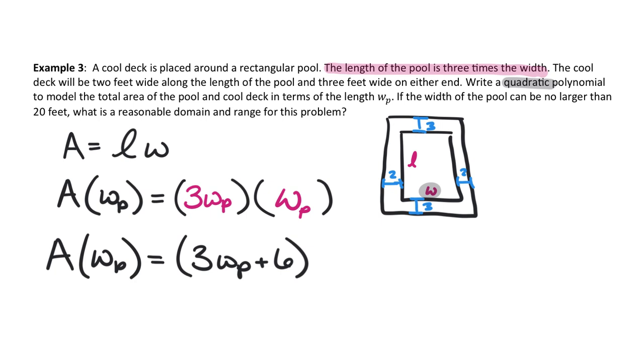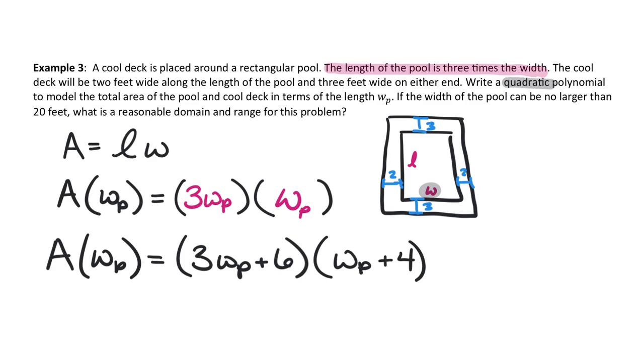And the width of the pool, fine, but how much longer is the width of the deck beyond the width of the pool? How much extra on this side? How much extra on this side? Which means in total, how much extra? 4. So we're going to take the width of the pool and add 4, and that would create the width of the pool deck.